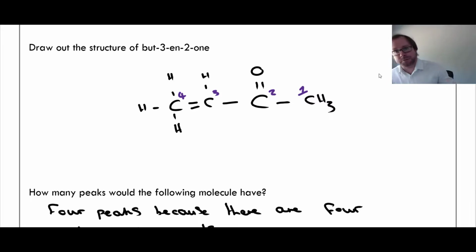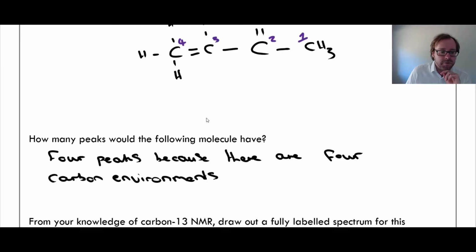So first of all, you have to be able to draw the structure. It ends in -one, so we know it's a ketone, but it's also got a double bond on the third carbon. So But-3-en-2-one is going to look like this. How many peaks would the following molecule have? Well, it would have four peaks because it has 4 different carbon environments. It's not symmetrical, so all of these carbon environments are different. So I've labelled them C1, C2, C3, C4.